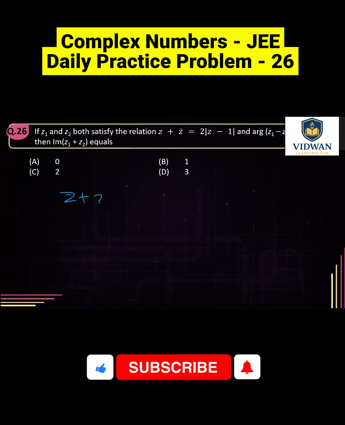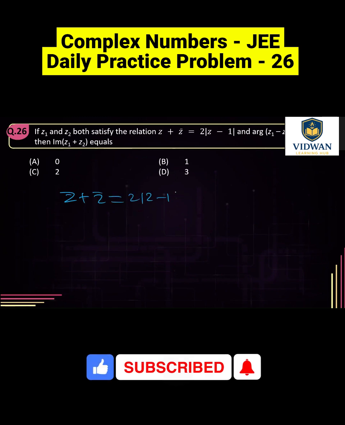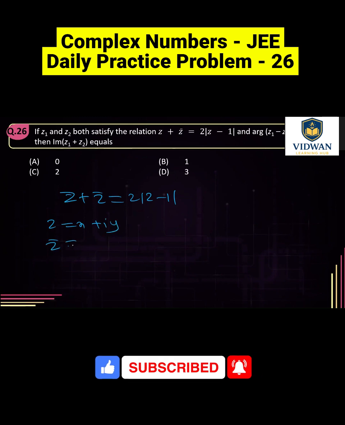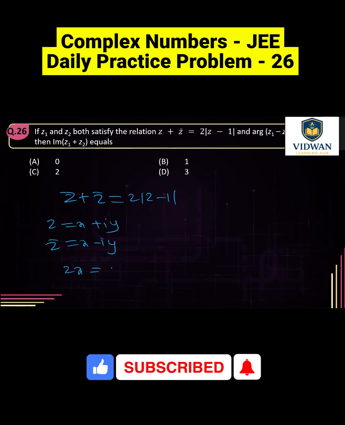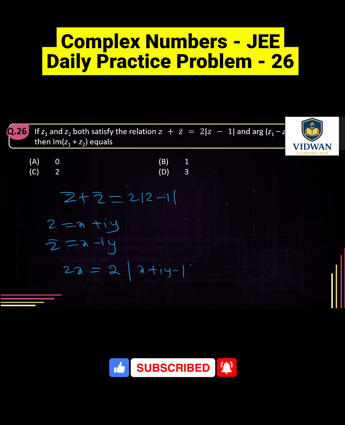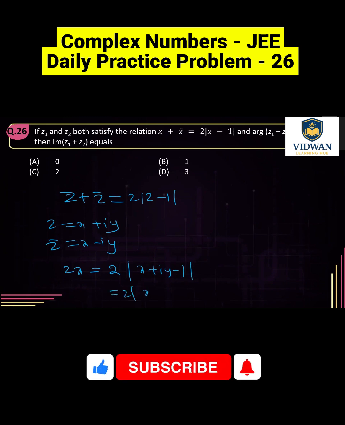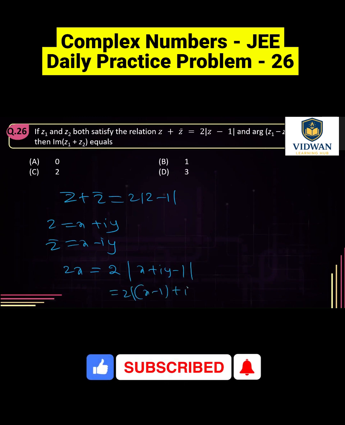Z plus Z bar is equal to 2 times mod of Z minus 1. If Z is x plus iy, you know that the conjugate Z bar is x minus iy. When you add them, Z plus Z bar is 2x. So LHS is 2x. In the right hand side, you'll get 2 times mod of Z minus 1, which means x plus iy minus 1, and that is the same as 2 times mod of x minus 1 plus iy. Now cancel this 2 on both sides.